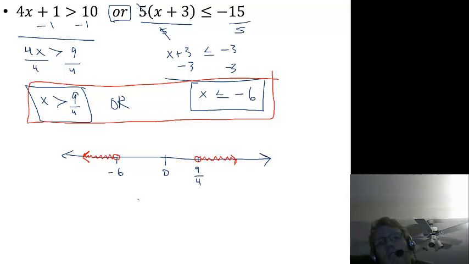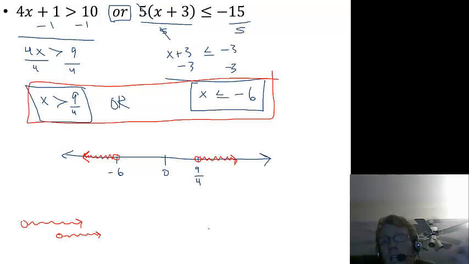Now, something that you could consider is, what if I had an "or" statement where one of them was going this way and the other one was going this way also? Then this solution here encompasses everything that this one is doing, and so you might have to restrict your answer so it's not redundant. If you say x is greater than 5 or x is greater than 6, well, you didn't have to say x is greater than 6 because everything that's greater than 5 already includes all the possibilities that are greater than 6.